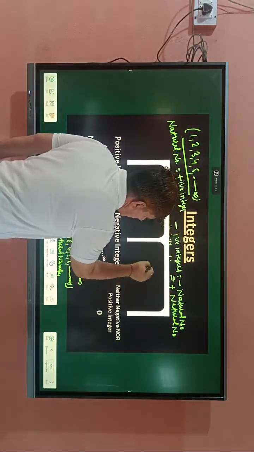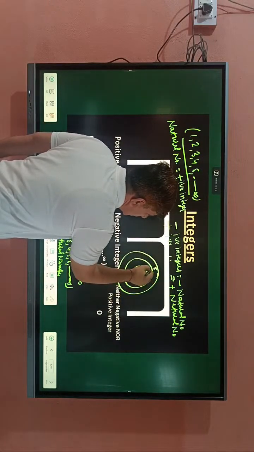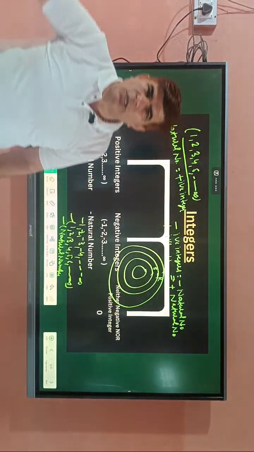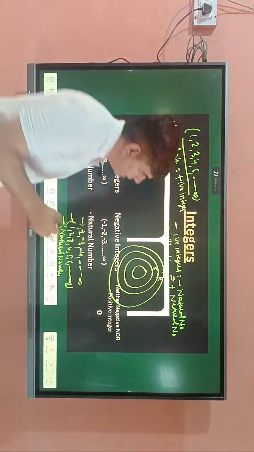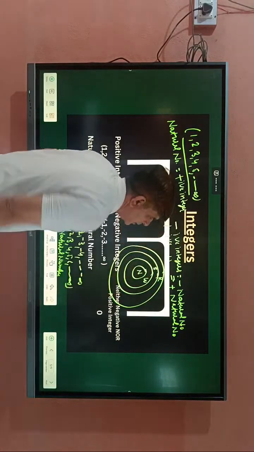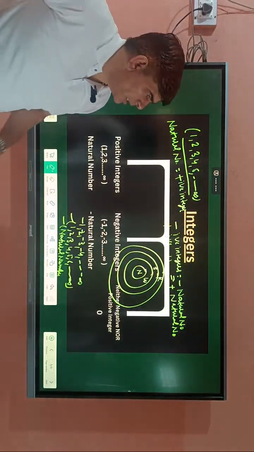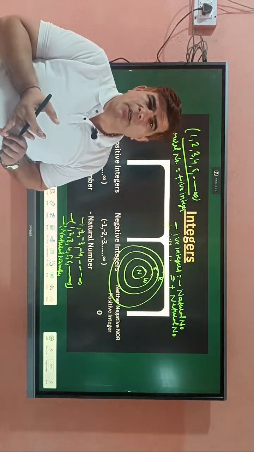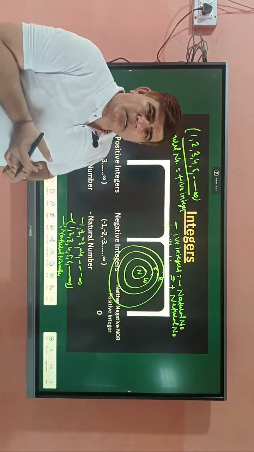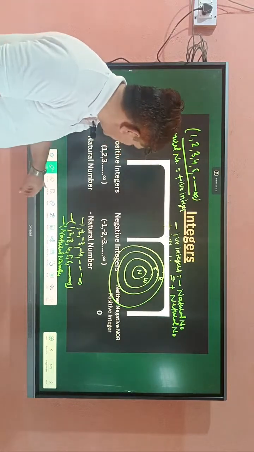Natural numbers are contained in whole numbers, contained in integers. And this is contained in what? Rational numbers. Yesterday I told you the definition of rational number. So natural number is contained in whole number, contained in integers, and integers are contained in rational numbers. Its meaning is this: all natural numbers are rational numbers, whole numbers are rational numbers, integers are rational numbers. Understood? But the converse need not be true.